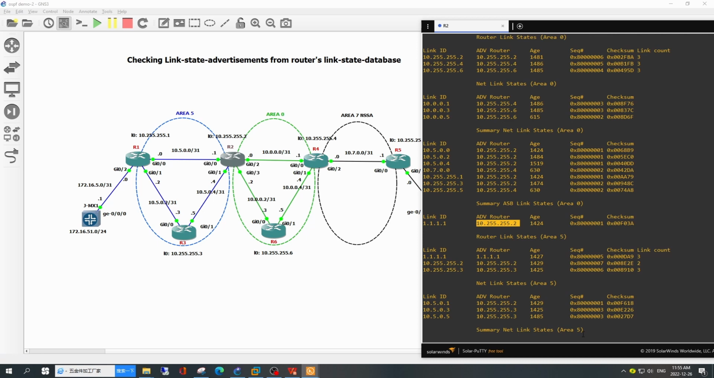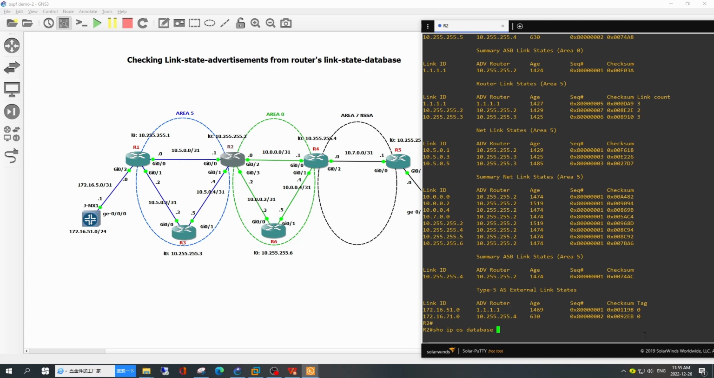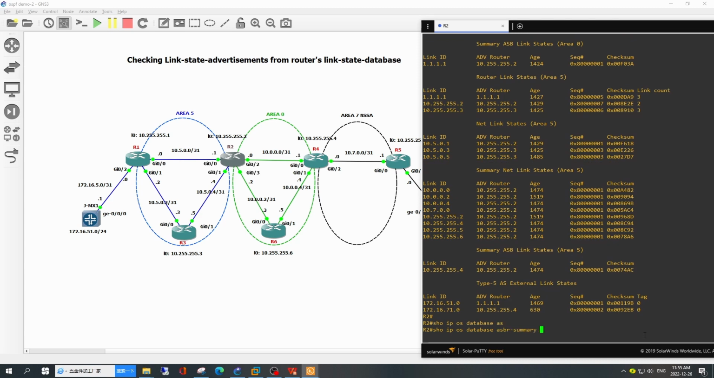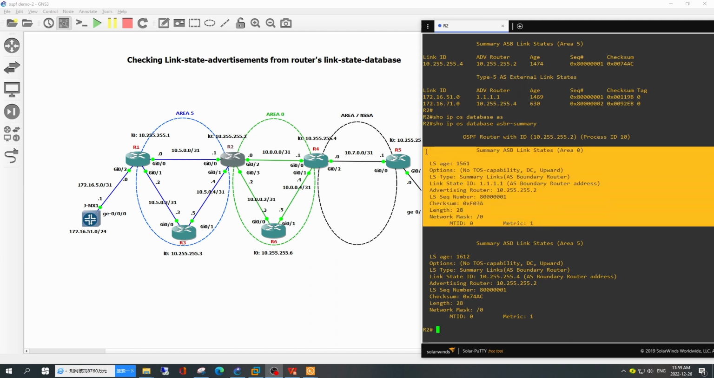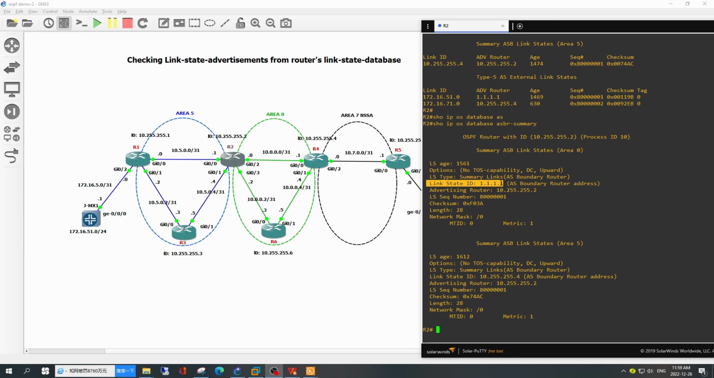R2 advertised. What's this? Take a look at the details. It gives an ASBR summary. From the output, you can see this is a type 4 LSA regarding R1, R5's router ID. Here you see the link state ID is 1.1.1.1. This is noted as the AS boundary router address. So this is R1. That's it.